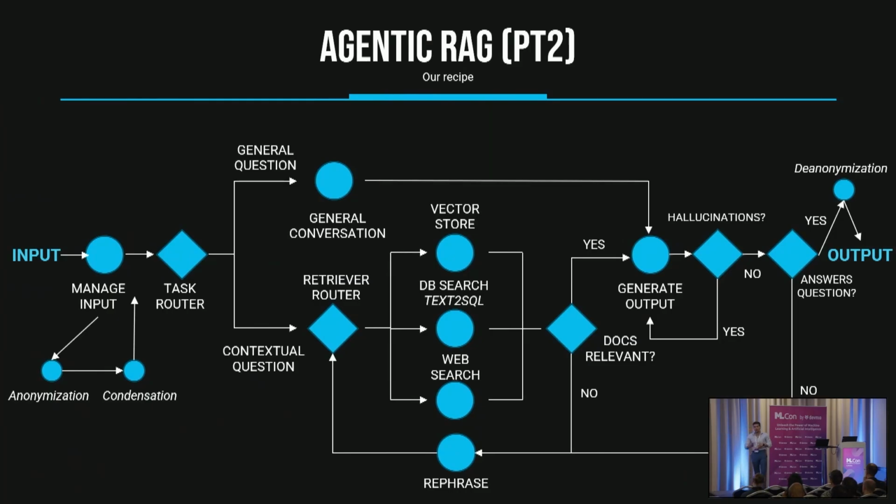This is a more complex agentic RAG pipeline. From the input, key points, anonymization here, condensation, because in the other flow we were not considering condensation. Here we're considering condensation. Task router, so we can address meta questions. The task router should decide if the question needs some external tool or if it's just a general conversation and then directly generating the output.